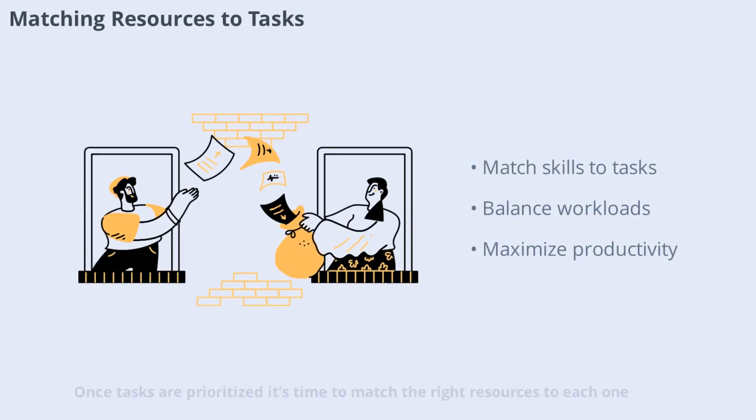Once tasks are prioritized, it's time to match the right resources to each one. Consider the skills, experience, and availability of your team members as well as the specific requirements of each task. Assign resources based on their strengths and ensure that workloads are balanced. This approach helps prevent burnout and maximizes productivity. In the next scene, we'll look at how to handle resource constraints and conflict.